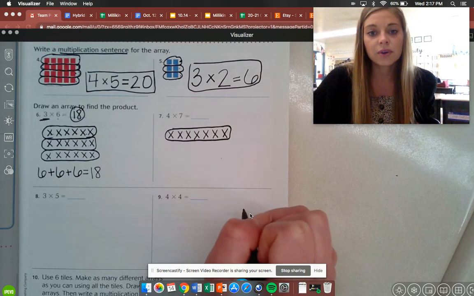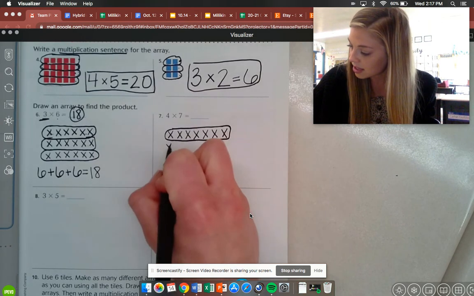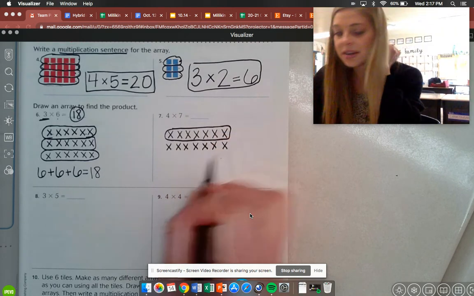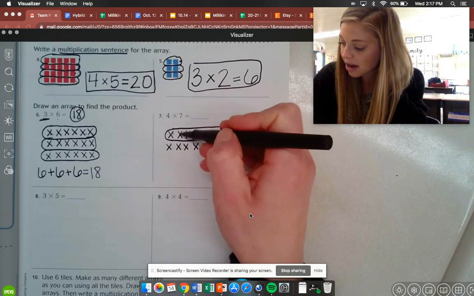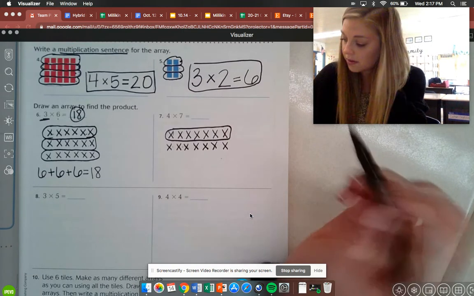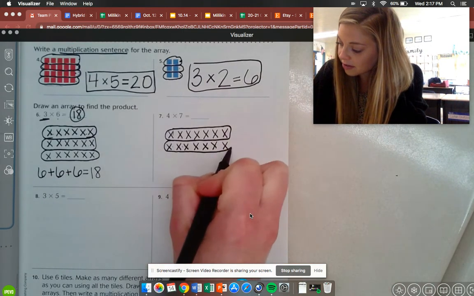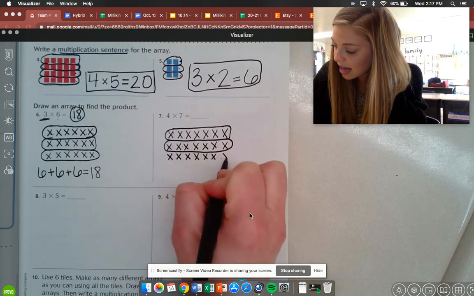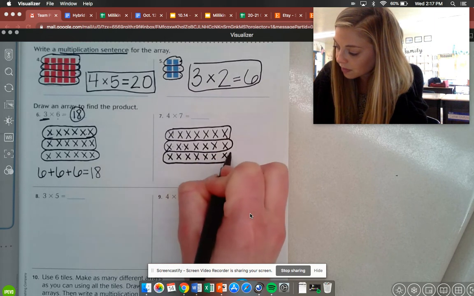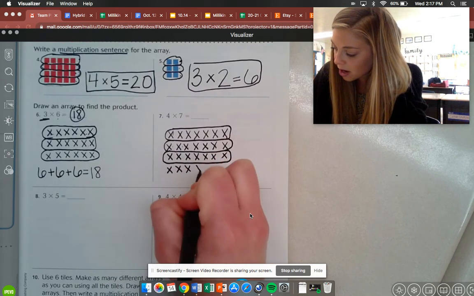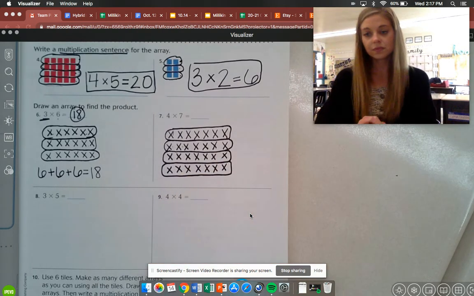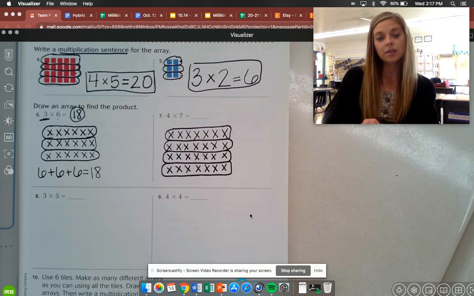So there is 1 row of 7. I need 4 rows of 7. So I'm going to continue until I get to 4 rows of 7. Notice how I'm making them nice and straight. They're up and down, right up and down from each other. Okay, it's not all over the place. All of my X's are very much in line with each other and very organized. That is what arrays should be. So again, I am drawing 4 rows of 7. So why don't you pause this video until you have 4 rows of 7 as well.